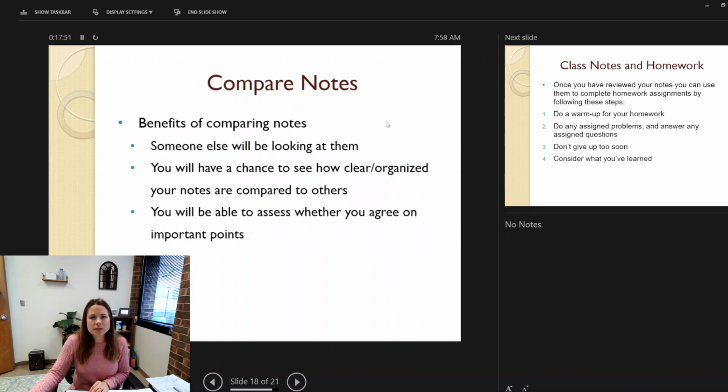Another thing students don't take advantage of is comparing your notes with someone else. This is going to help you get a good idea if you are missing anything in your notes, and to give you a chance to compare what you have to others and to see if you're agreeing on what the most important topics are that you're going to be tested on.